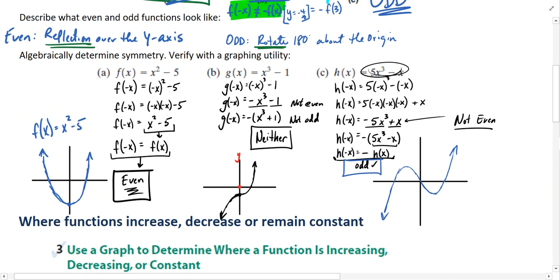So I think that's a good stopping point with this video. We've covered even versus odd and how to determine them with a graph or using algebraic methods.